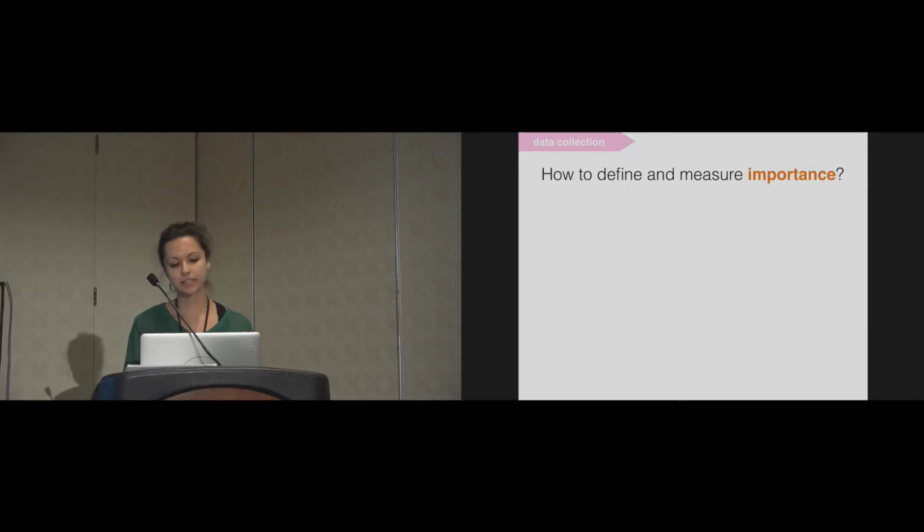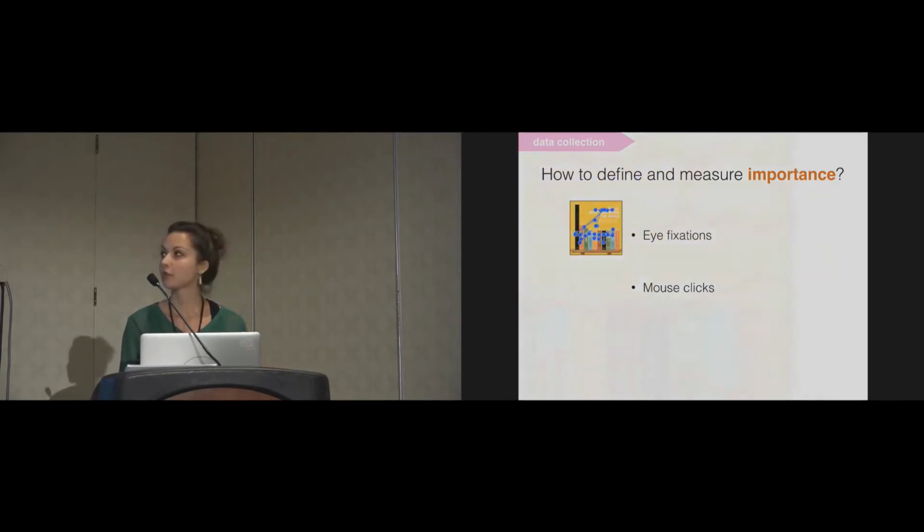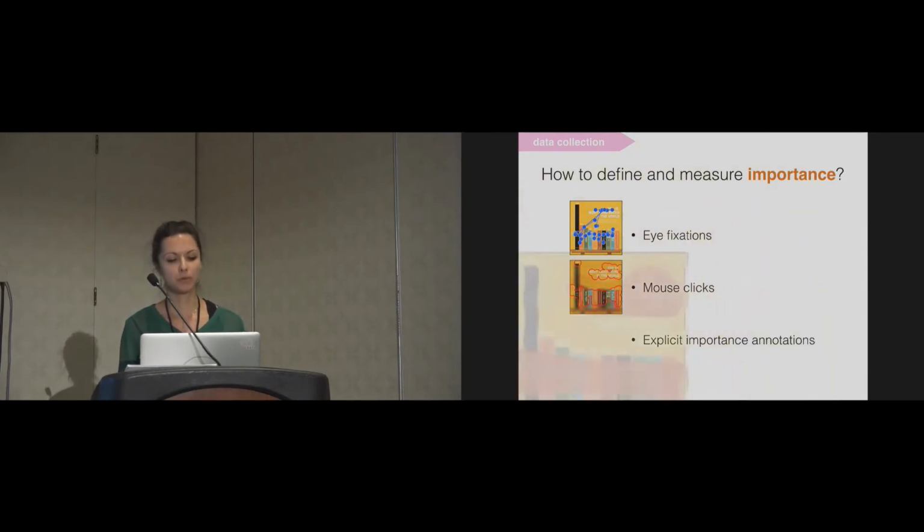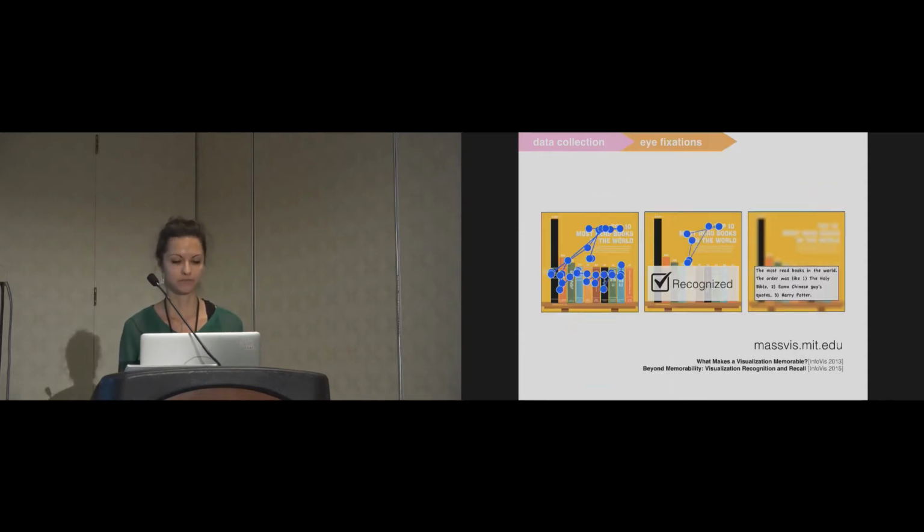But since predicting design importance is at the root of our applications, we need a definition and measurement for our models to strive towards. So I'll talk about three possible definitions of importance: as the locations where people look most, as the locations where people click most, and as the locations that people explicitly annotate as important. And I'll go into them in detail.